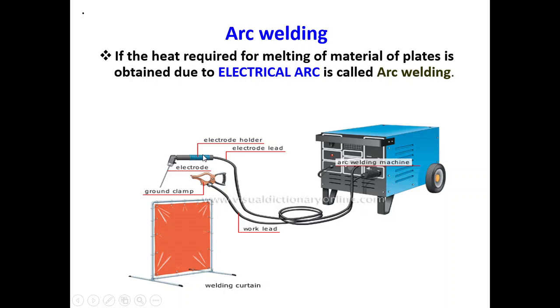The welding circuit consists of a welding machine, lead cable, electrode holder, electrode, and workpieces, as you can see here.